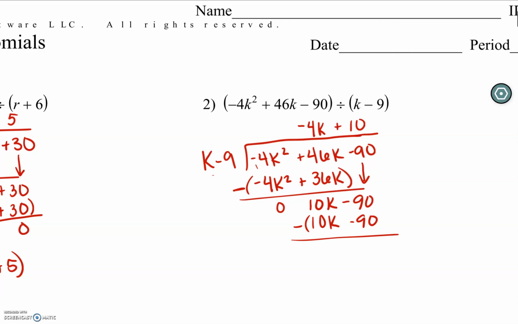We're subtracting the whole line. Don't forget about that. The biggest mistake that students make is not subtracting every term and only subtracting the first term. 10k minus 10k would be 0. Negative 90 minus a negative 90 would also be 0. We're down to 0. That means we're finished.